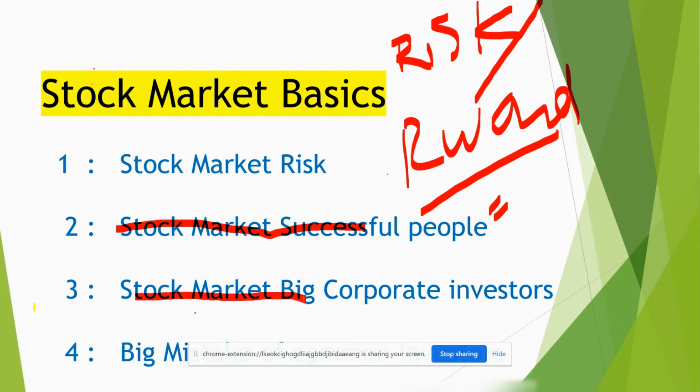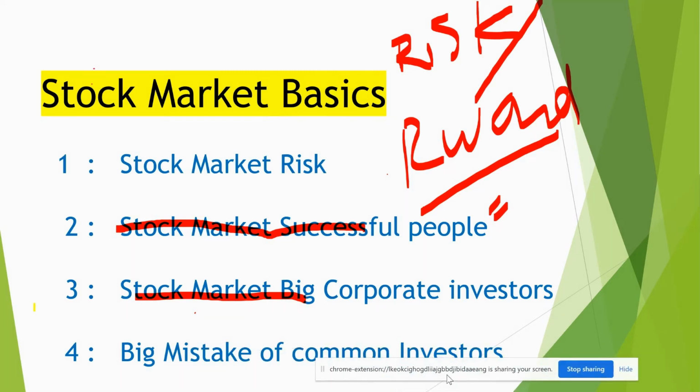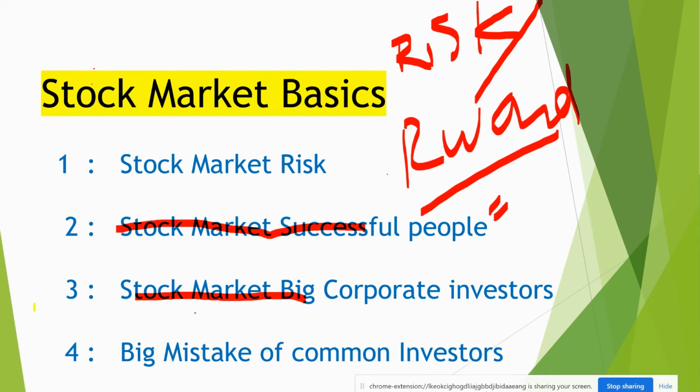So you need to understand when the big corporates enter, what amount of shares they have, and when they are exiting. You have to keep your eyes on these things. The last point is the big mistake of common investors. I already discussed the first part, which is the SL.